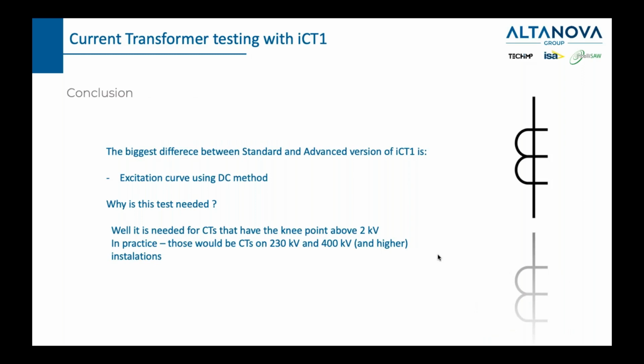The conclusion is that excitation curve using a DC method is the biggest difference between standard and advanced version of ICT1. And to answer the question why we have this function, well, we have this function because some CTs, not many of them, but the CTs for transmission, usually for 230 kilovolts or maybe 400 or even more kilovolts, sometimes have the knee point above 2 kilovolts. In that case, we will use a different method, and in that case, you would need to use ICT1 Advanced.